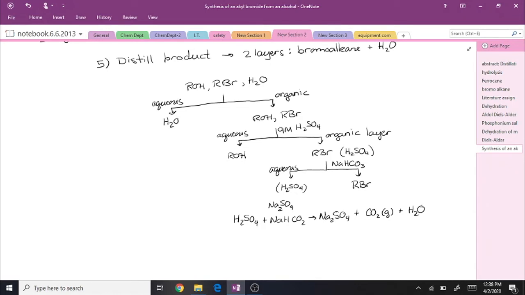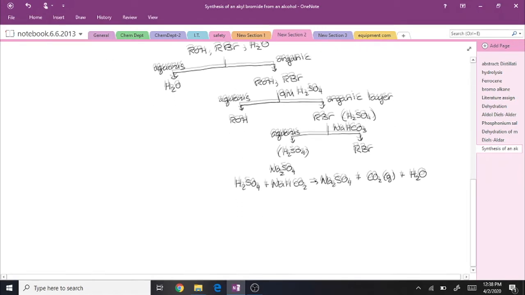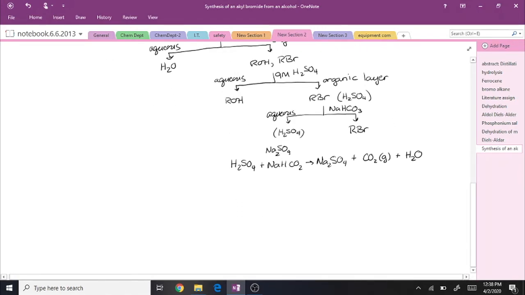But because of that production of a gas, we do need to take care to vent the solution so we don't build up pressure in the separatory funnel, which could potentially blow out the stopper that we use in the separatory funnel. And if it happens when it's inverted, then of course you're also going to lose your product, and we want to avoid that.